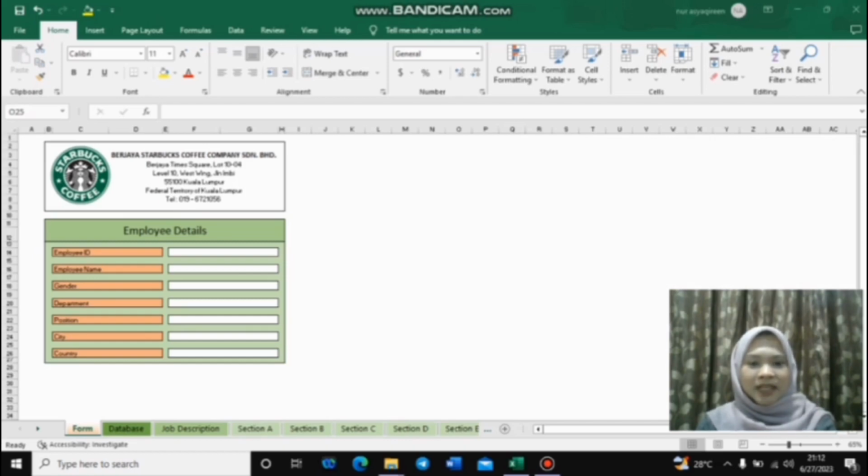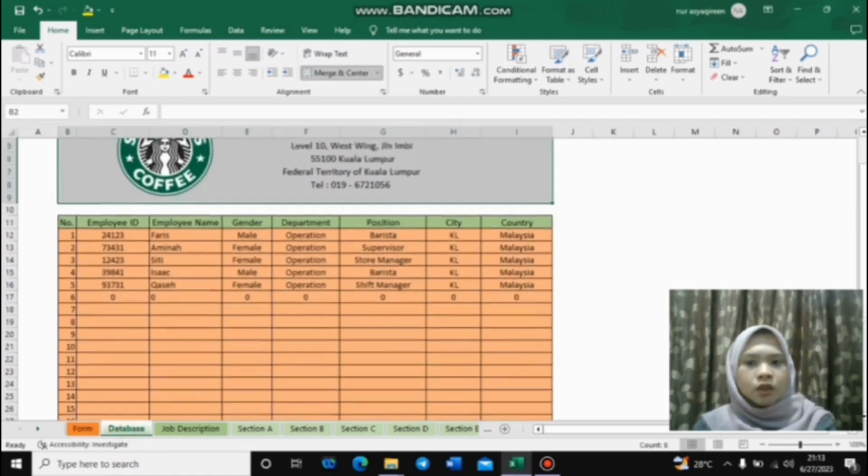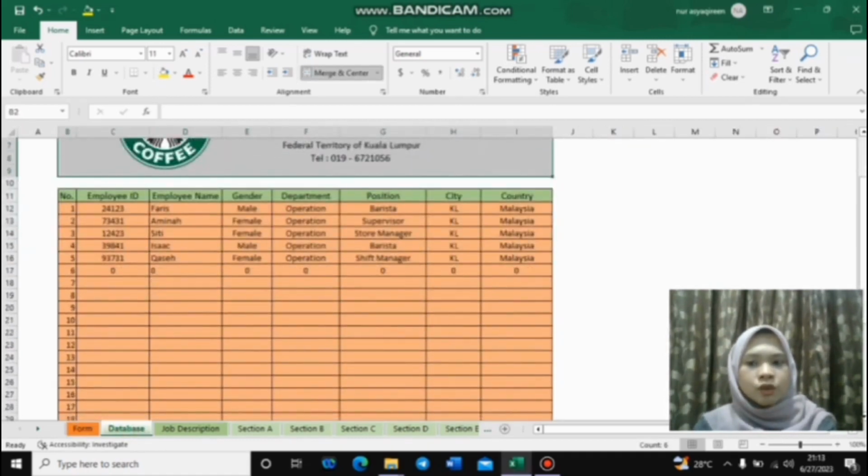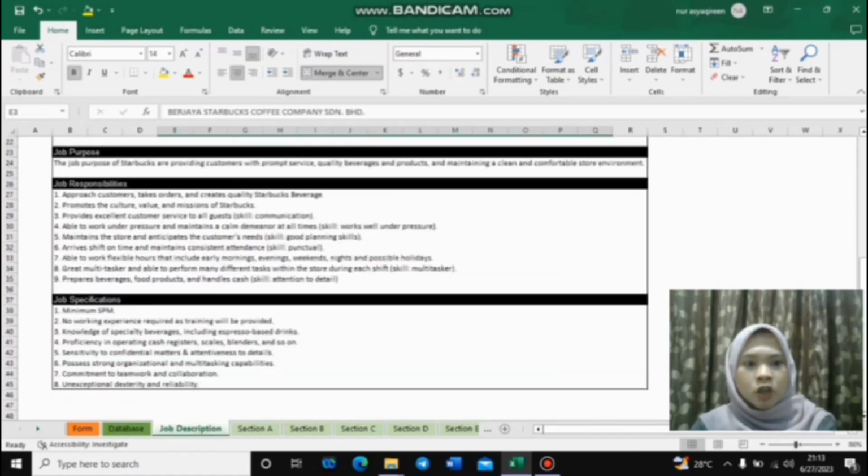I will tell about all the tabs that we use to make this appraisal form for the employee. So the first tab is the form, which you can see on the screen is the employee details. Next is a database. We use this database to evaluate whether the employee is good or not. Next is the job description.